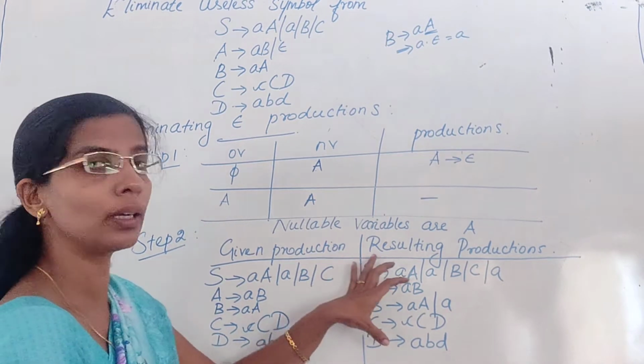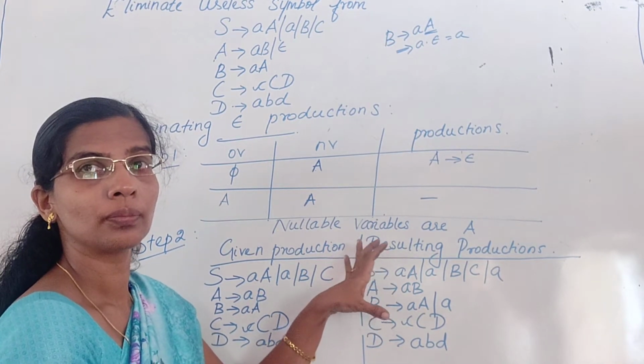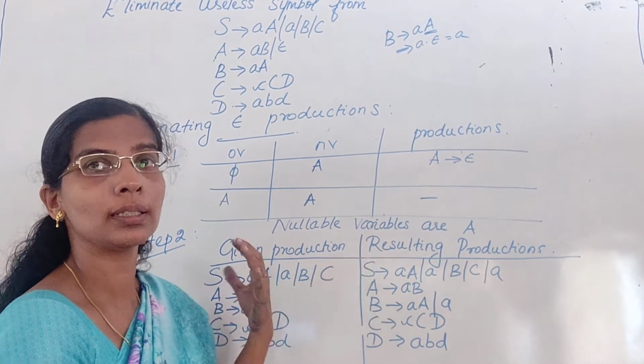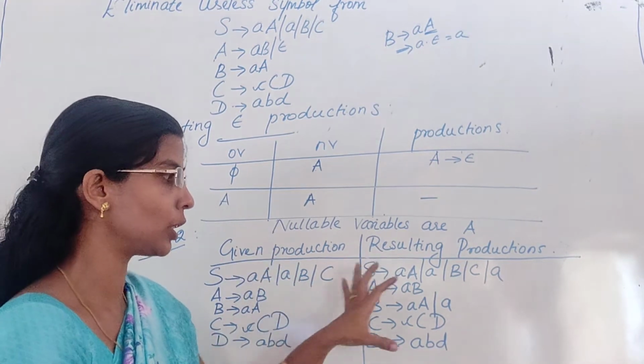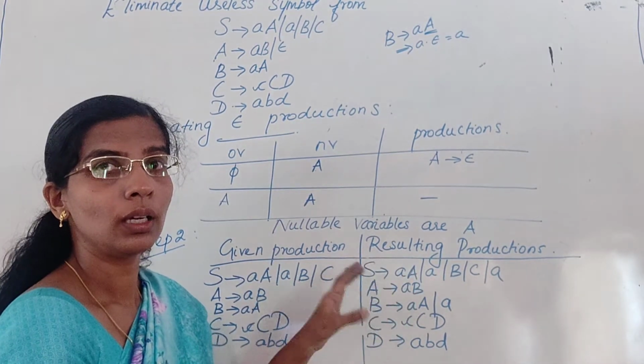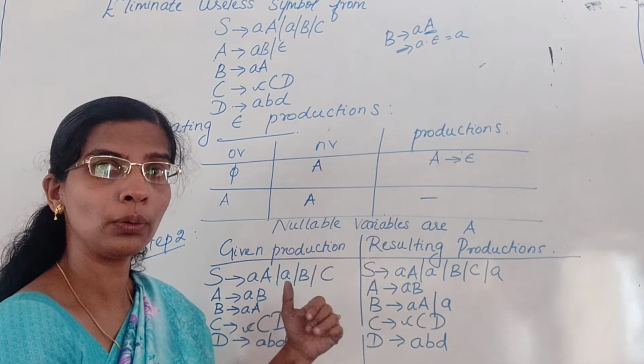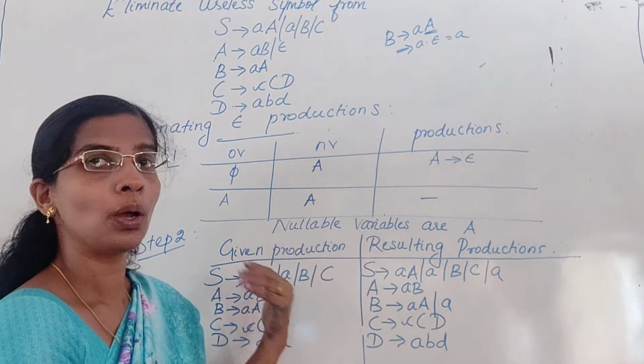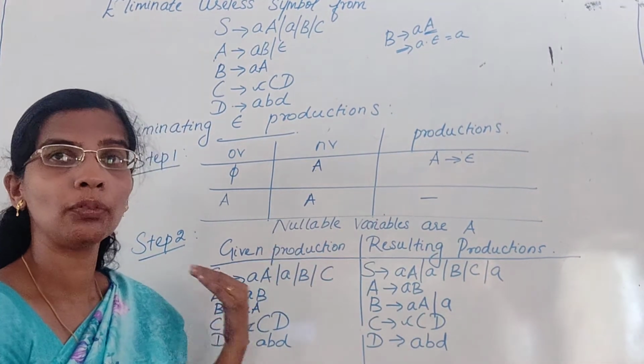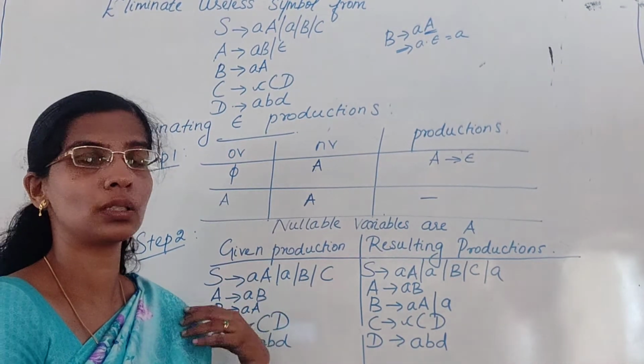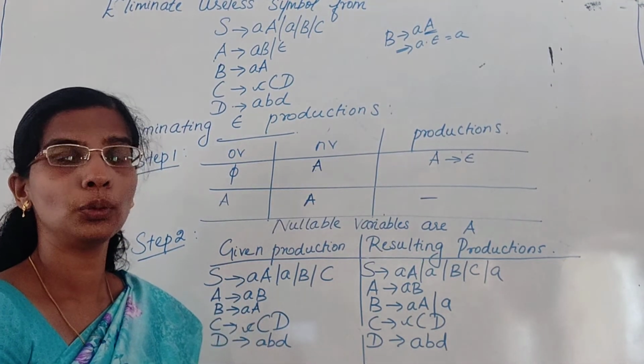So this is my resulting production. Right? This is my resulting production. That is, after eliminating epsilon production, this is the answer I got. Now with this, what should I do? I should move to the next step. What is the next step? I have to eliminate unit productions.